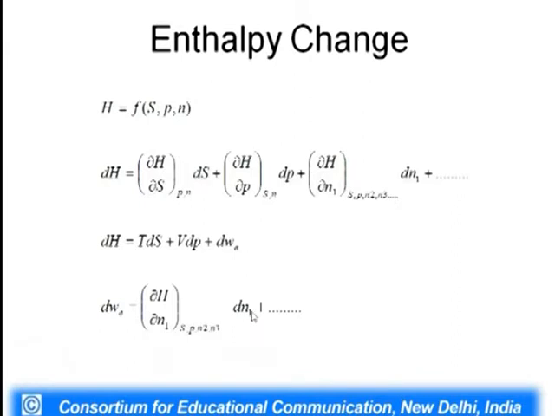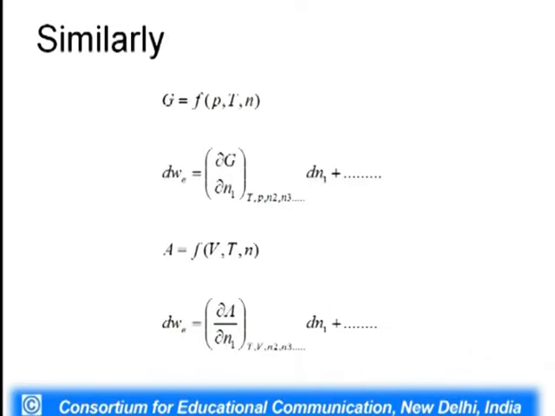Similarly, we can get 4 equations. For G, when we express G as a function of P, T and N, then dWe will be equal to del G by del N1 at constant T, P, N2, N3 times dN1 plus so on. And for A, when we take A as a function of V, T and N, we get dWe as this equation. So, we have 4 equations for dW extra, and dW extra is the same.